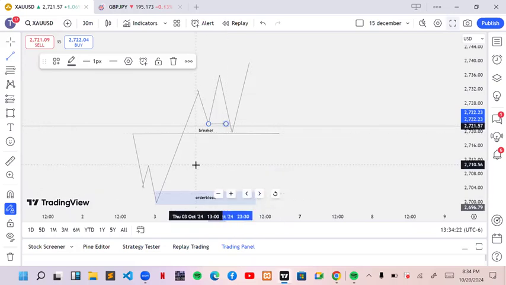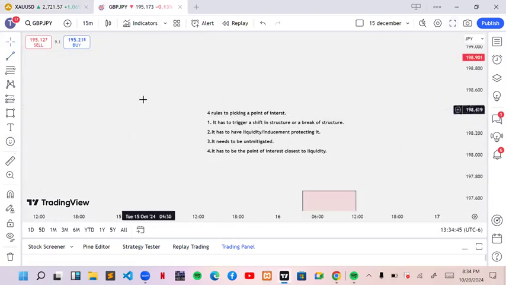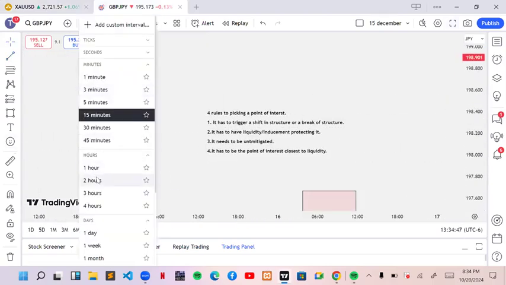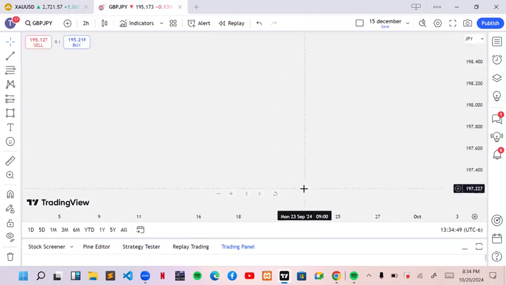So the only time you pick your breaker block as an entry is when the inducement did not mitigate the breaker block. But if the inducement mitigated the breaker block, like touched it or went deep inside it, you pick the other point of interest that is not the breaker. So each point of interest you're picking has to be unmitigated. So I want to give an example with a trade I actually took, the breaker block.